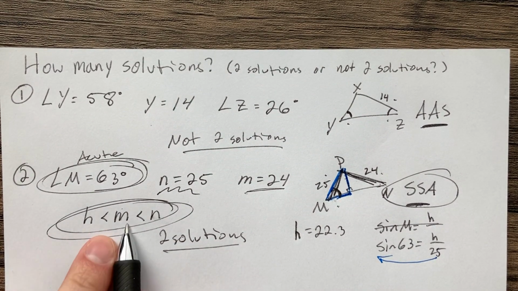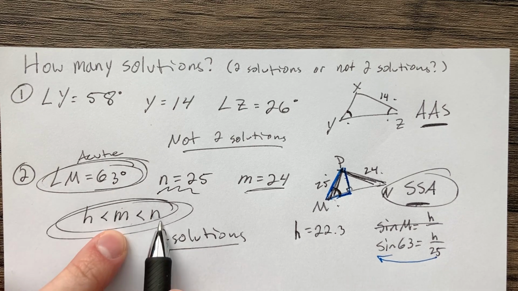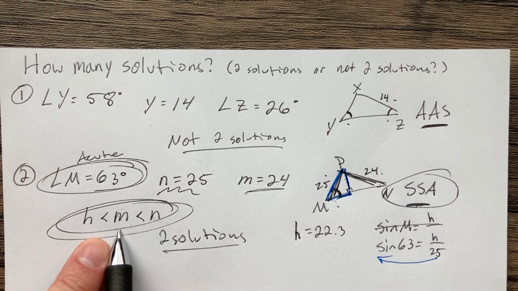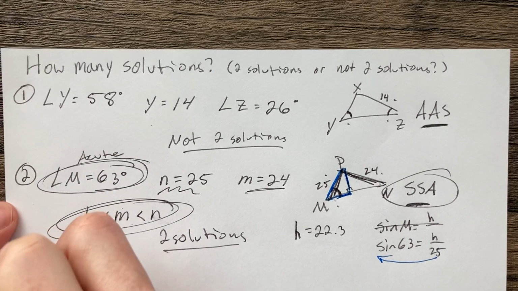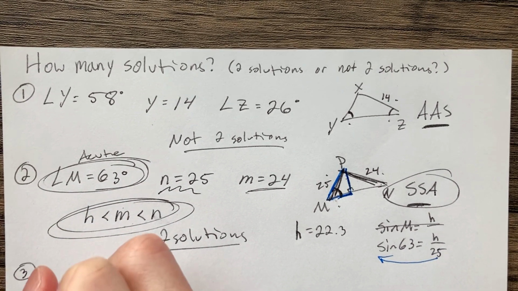The side opposite that angle that they give you is less than the second side, but greater than the height. Okay, greater than the height. All right, let's look at the next example.